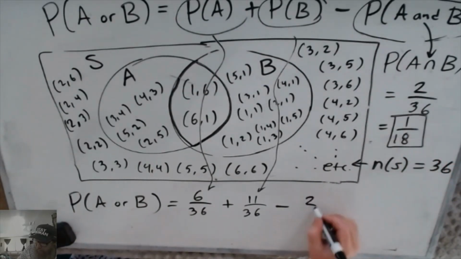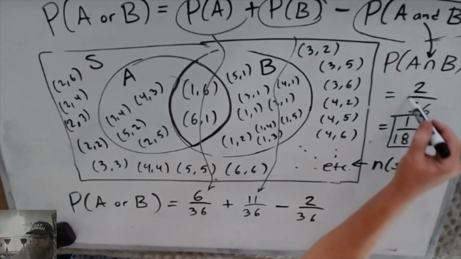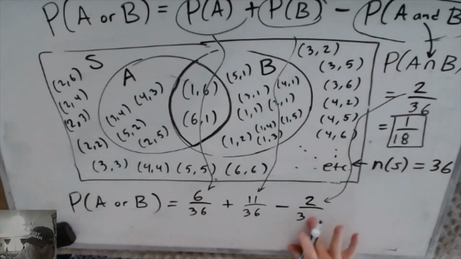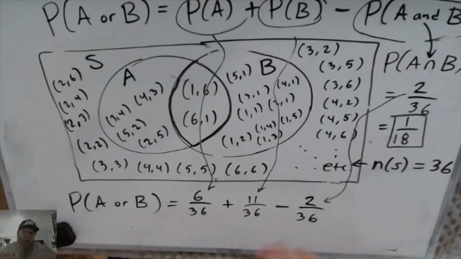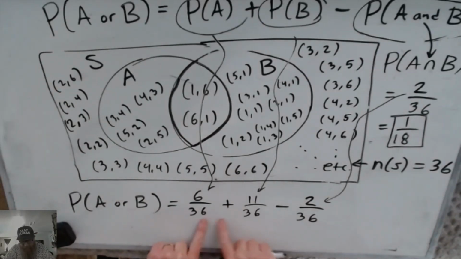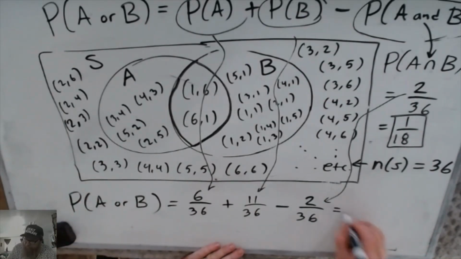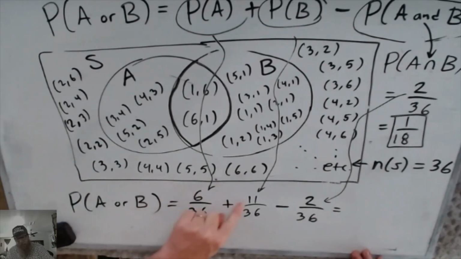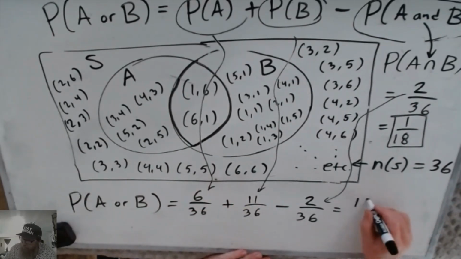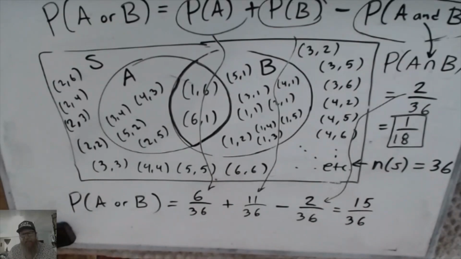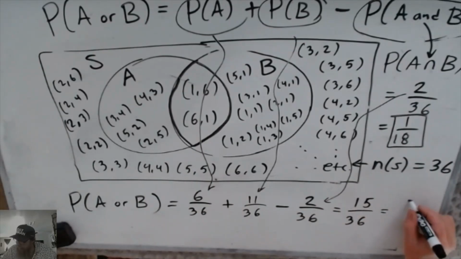1/18, but I'm actually going to use 2/36. It doesn't really matter. You'll get the same answer either way, but you probably remember from basic arithmetic, if everybody has a common denominator, it's going to make your life a lot easier. So 6 plus 11 is 17. 17 minus 2 is 15 out of 36. So reduce this. Those are both divisible by 3. So that'll be 5/12.